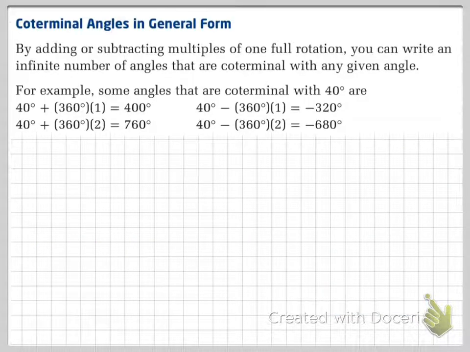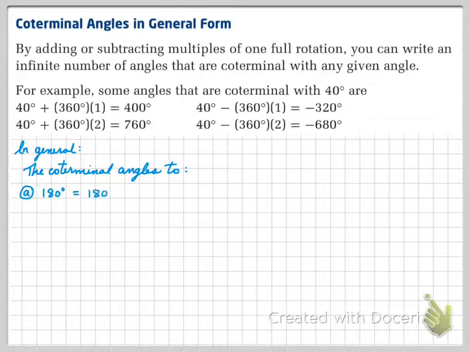Coterminal angles in general form. By adding and subtracting multiples of one full rotation, you can write an infinite number of angles that are coterminal with any given angle. So instead of writing every single angle, we come up with a general formula, and that is that the coterminal angles to something like 180 degrees would be written as 180 degrees plus or minus 360 times n, where n is any natural number.